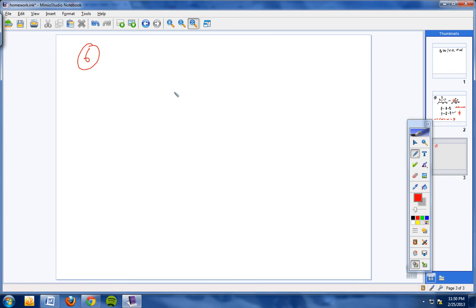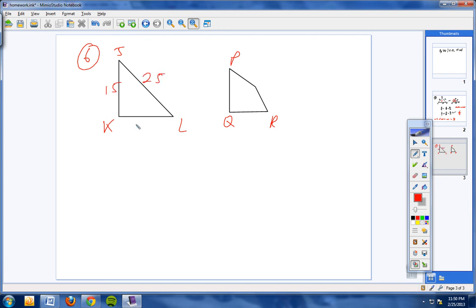All right, let's take a look at number 6. The triangles look something like this. We have JKL and PQR, with sides 15, 25, 20 and 12, 20, 16. Let's see if they're similar. Smallest side is 15 over the smallest side over here, 12. The middle size is 20 over 16, and the biggest side is 25, corresponding with the biggest side over here, 20.